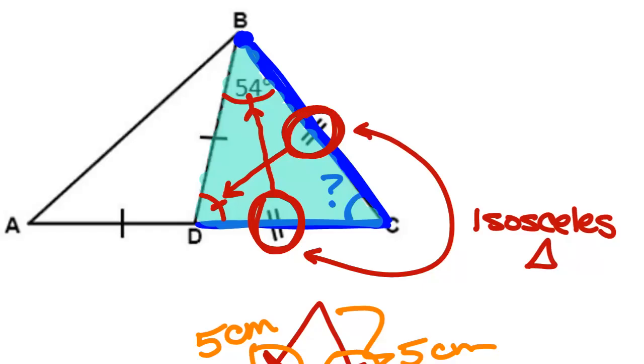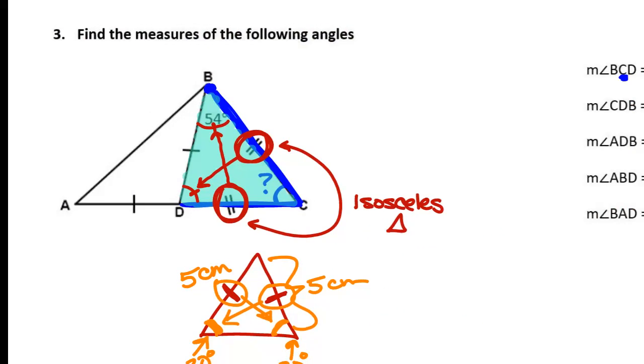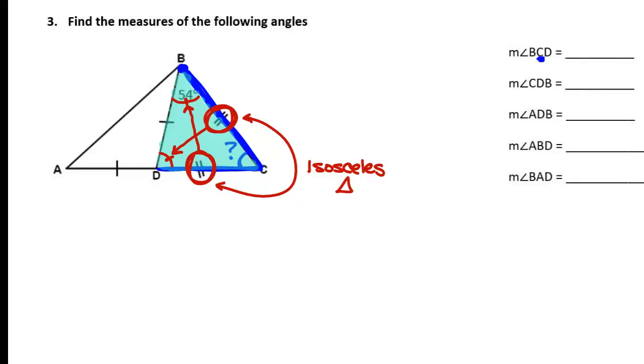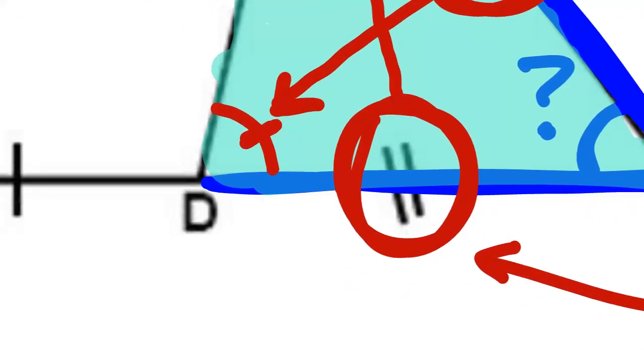All right. So I know that this angle up here, 54 degrees, is congruent to this angle down here. So how big is this angle down here by D? 54 degrees, yes. All right, so let's go ahead and add that to the picture. This is 54 degrees.